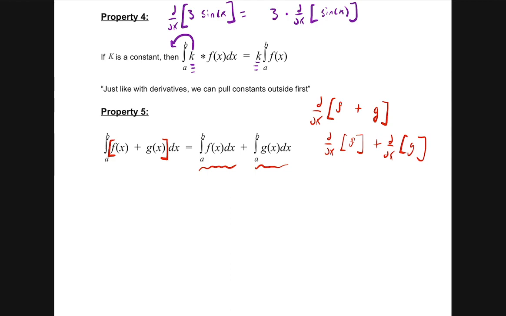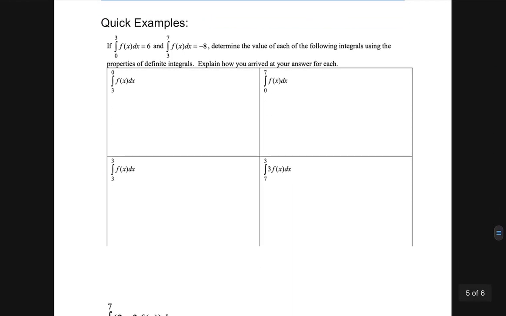So let's run through first some quick examples, 2 toughies, and then that'll be it for today. A common way that the AP Calculus exam tests your ability to apply these properties is they won't give you a function. They'll just give you some definite integrals and state what their values are. So we're told that the definite integral from 0 to 3 of f of x is 6.